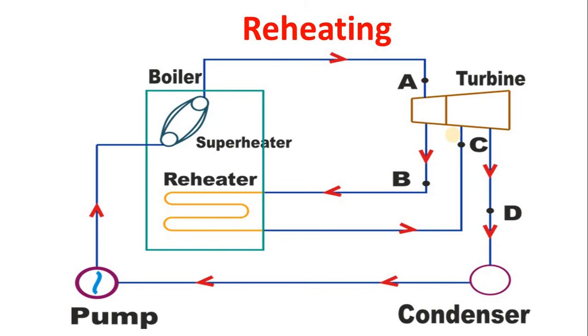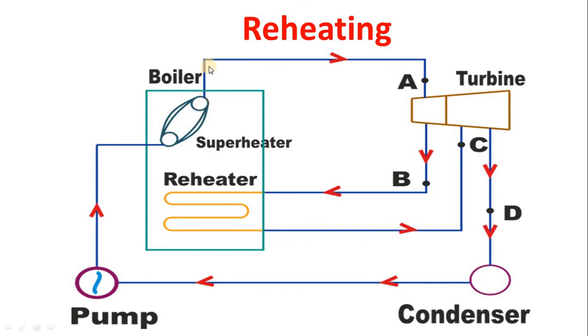The components used are mostly the same as those of the simple steam power plant, the only difference being the addition of an important component like the reheater in the case of reheating. So first we will discuss the reheating concept. First we will discuss the conventional cycle of the steam power plant, that is the simple Rankine cycle.